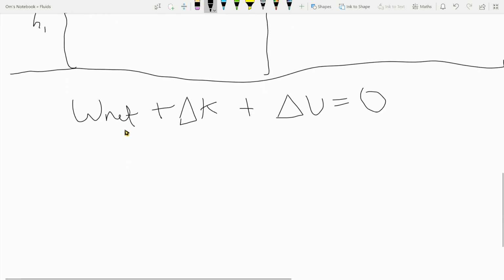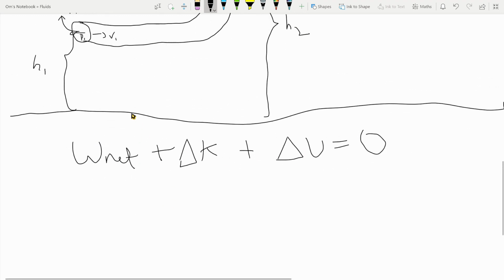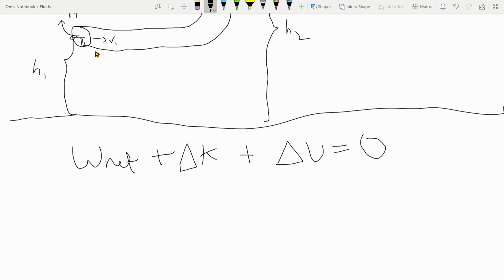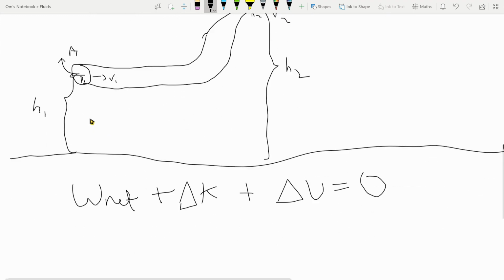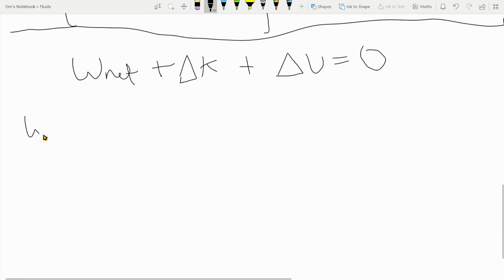All right. So we have this statement over here. We'll try and get the values for each of these terms, and then we'll evaluate and see what we get. To get work net, we'll have to find the work done at either end. So the work done at end one, let me just write an expression for that.